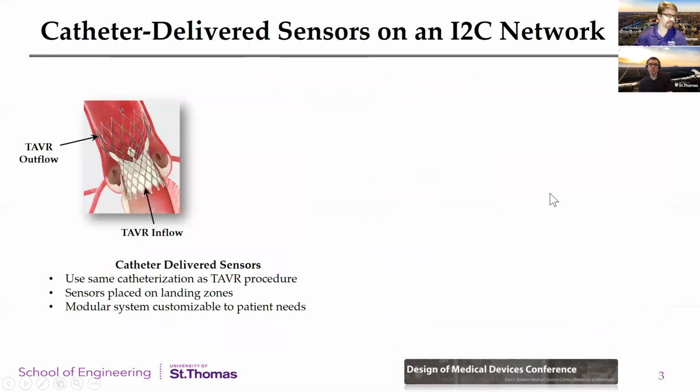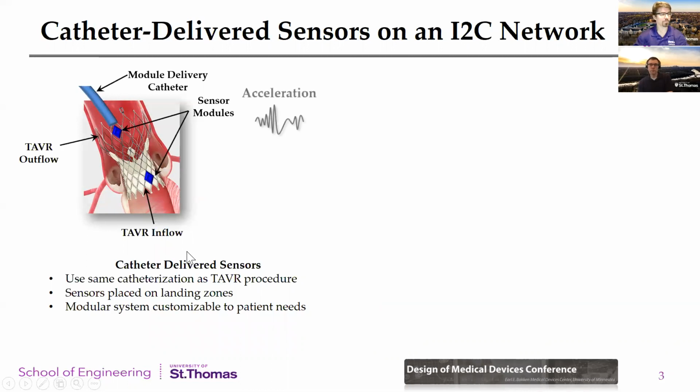So a little more detail on that idea. Using the same catheterization setup as the TAVR procedure, a physician could then place another catheter that contains the appropriate sensors, and those sensors are placed at strategic landing zones within the frame to connect to the sensor network. And this creates a very modular system that can be customized to the patient needs.